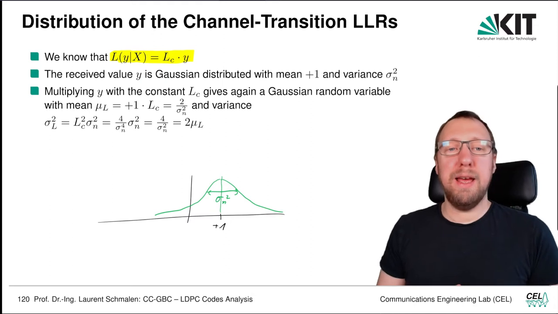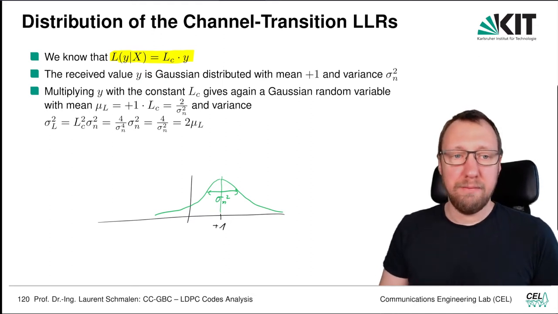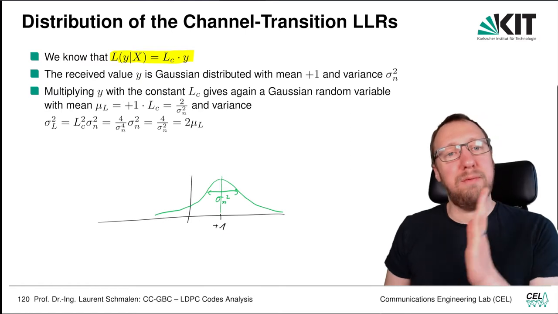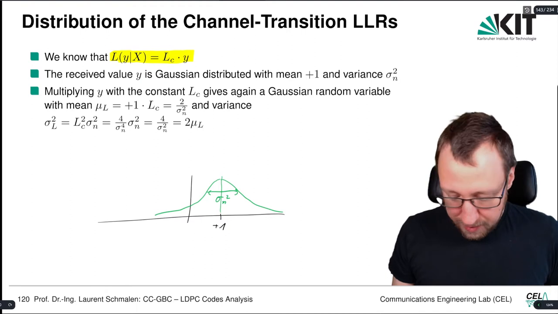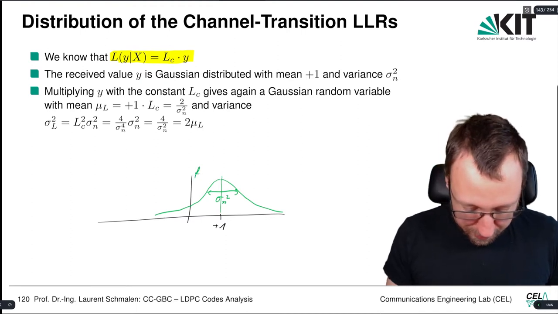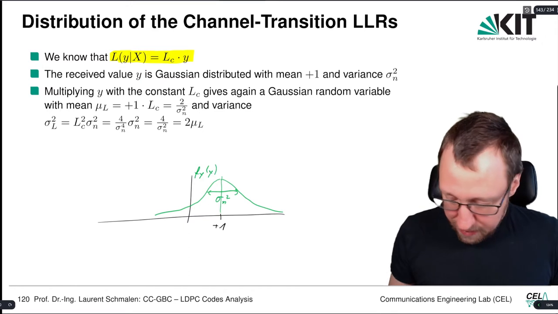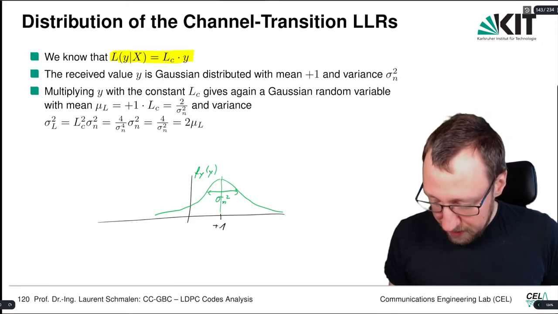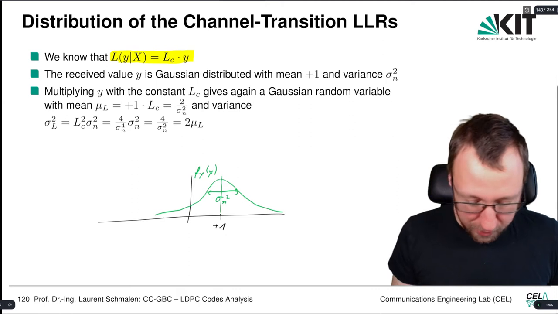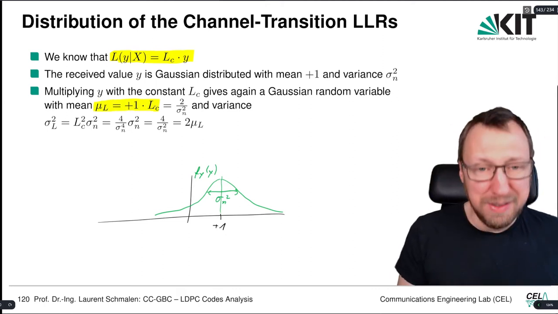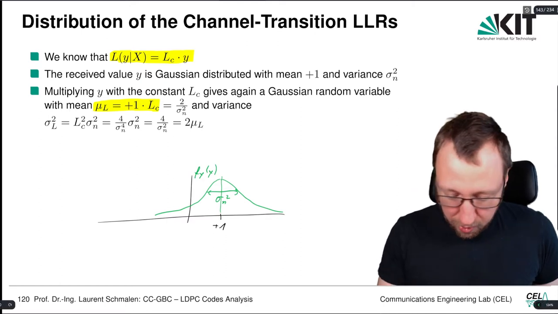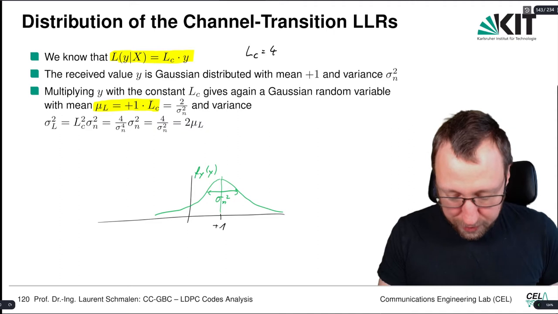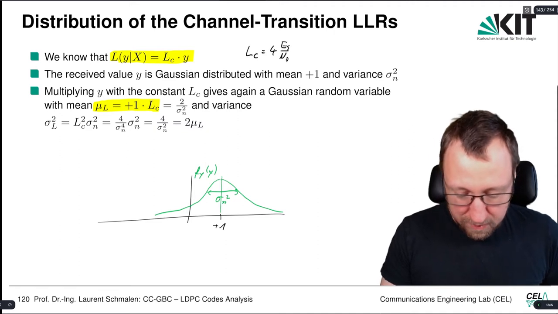Now we multiply this with a constant LC. If we multiply this random variable with a constant LC, we get another random variable that has a mean of plus 1 times LC. What is LC? We recall that LC is equal to 4 times Es over N0, which is equal to 2 divided by sigma n squared.